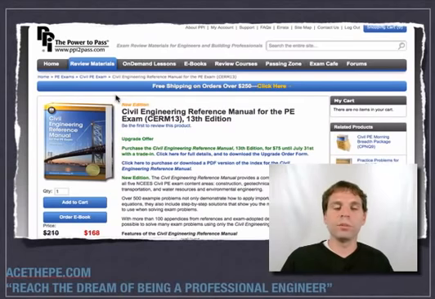sharing with you about this book and how it can help you pass the PE exam. So I went to the PPI website. They're the publisher of this book, the Civil Engineering Reference Manual, and the website is ppi2pass.com. That's PPI, the number 2, pass.com. I went over there, and you can see the price of this book normally is $210 listed. It's got in red $168.